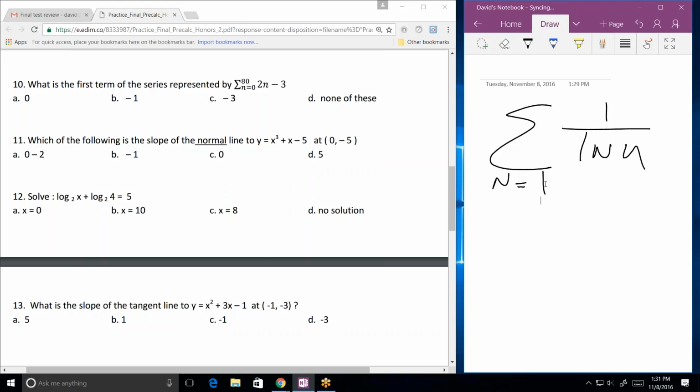What's the problem with that? What's the natural log of 1? Natural log of 1 is 0. Which means we're dividing by zero. So I could not even start at 1. I would have to start at 2. So the only way this series would make sense is if I started at 2. You have to start your series where it's defined. If I start at n equals 1, it's not defined. If I start at n equals 0, it's not defined. But if I start at n equals 2, then I have a real number.